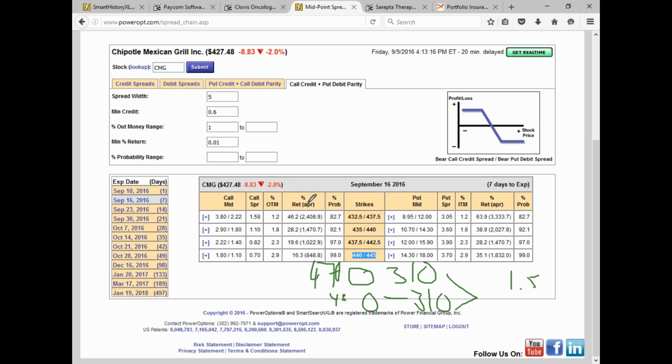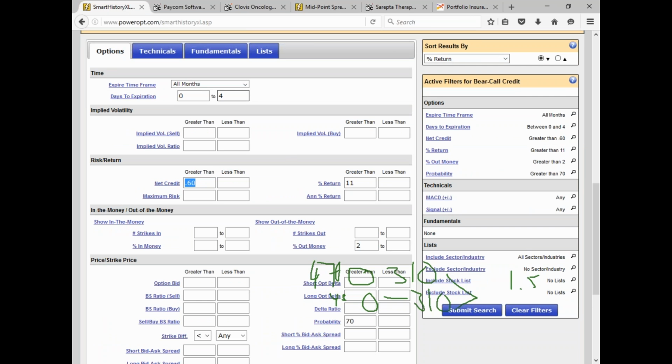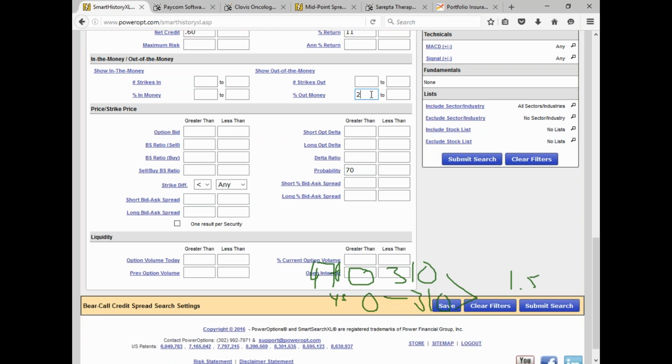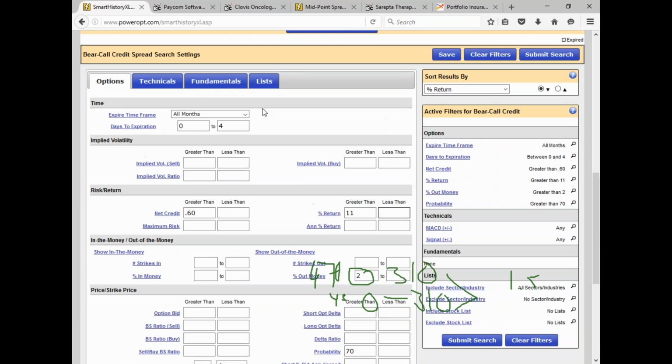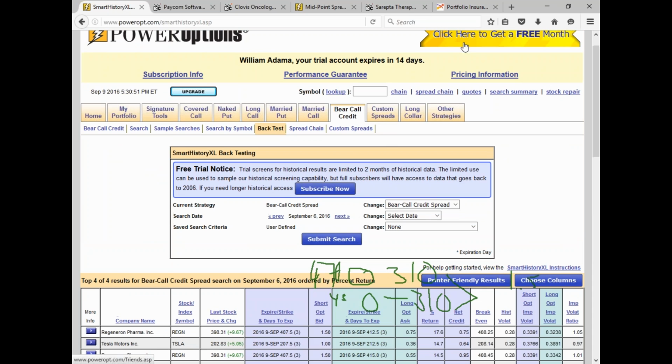So yeah, that's the spread chain there that you can use. But I would start with the search itself, put in your basic criteria of what you'd want. And we saw that with the bear call. I started off very basic: minimum net credit, 4 days out, 11% return, and maybe 1% out of the money with a 40 or 70% probability, something along those lines. And just use that as a starting point. You'll get some results, and then you can link to the spread chain to narrow that down even further.